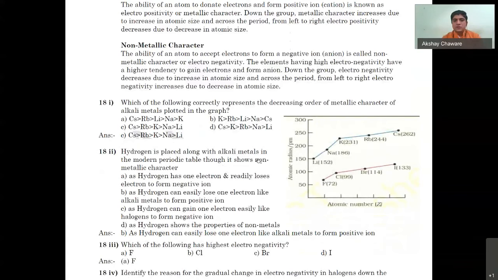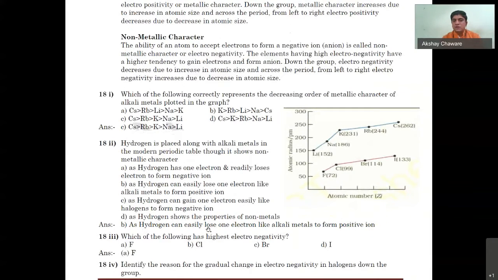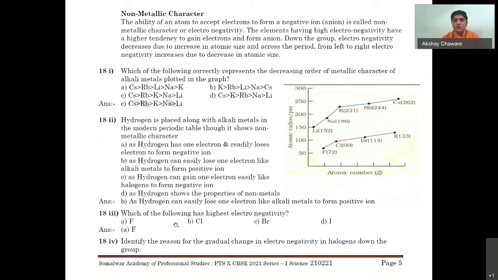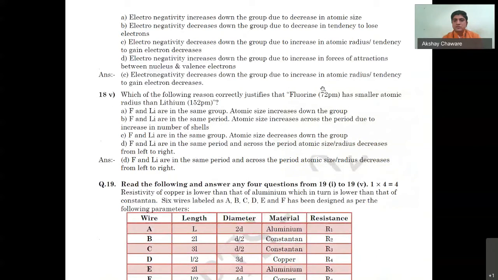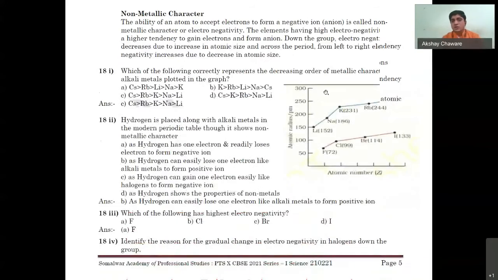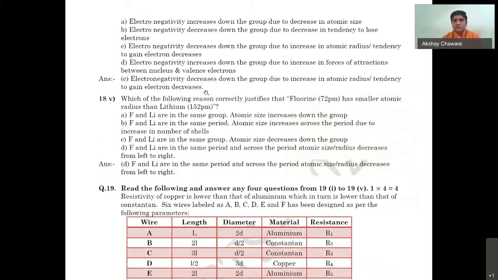Hydrogen is placed along with alkali metals in the modern periodic table, though it shows non-metallic character. Again, 4 options are there. Correct answer: hydrogen can easily lose 1 electron like alkali metals to form a positive ion. Now 18.3, which of the following has the highest electronegativity? So fluorine. Identify the reason for the gradual change in the electronegativity of halogens down the group. Electronegativity decreases down the group due to increase in their atomic radius, or tendency to gain electrons decreases. Okay, so C is the correct option.